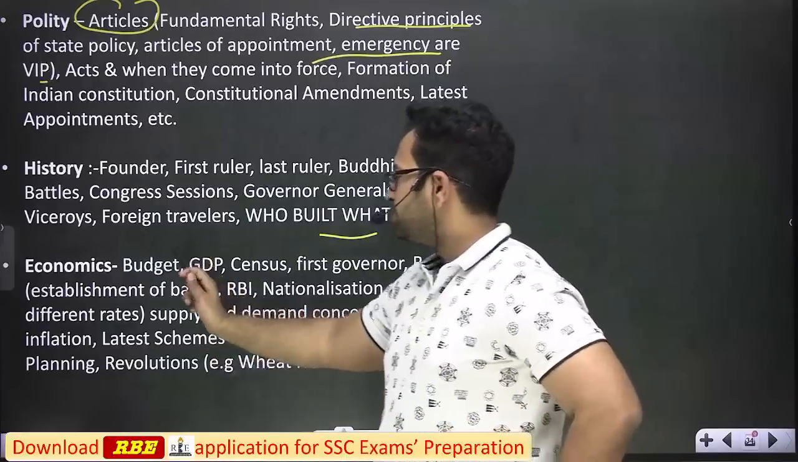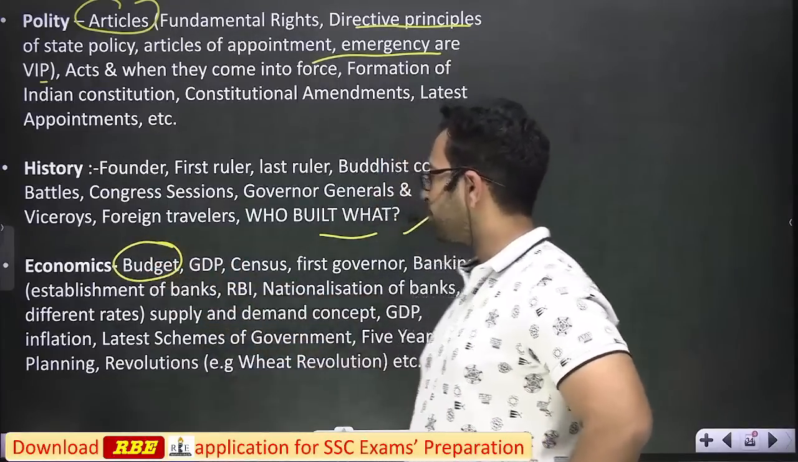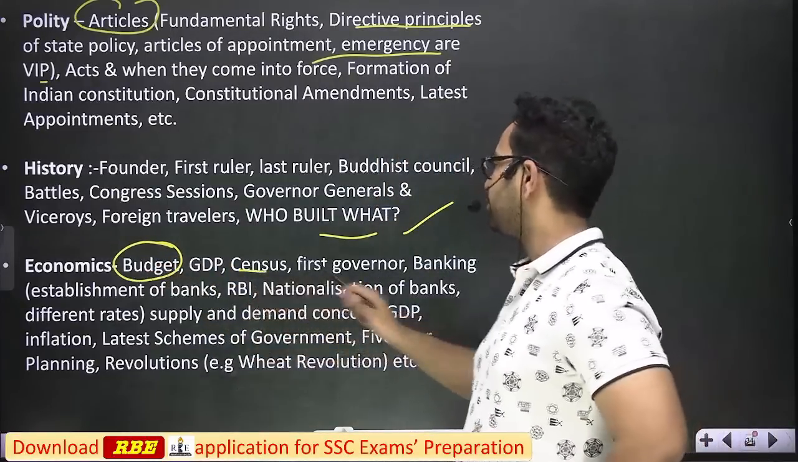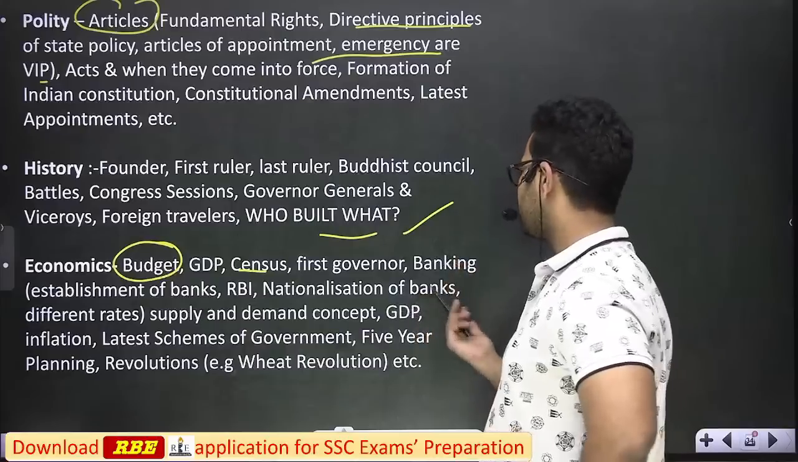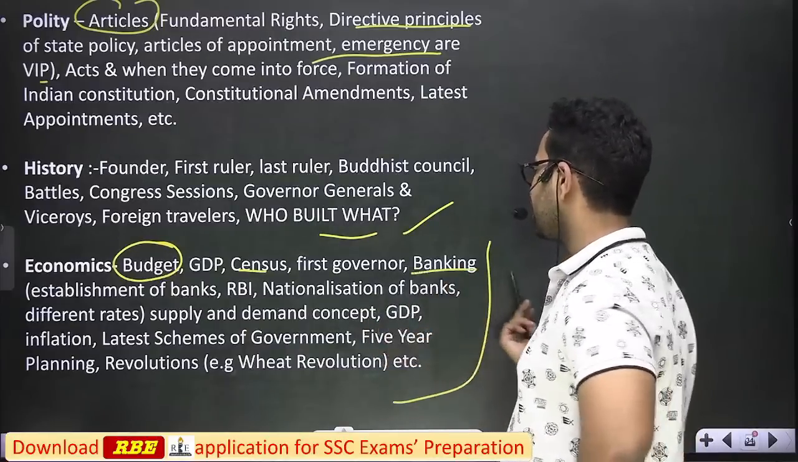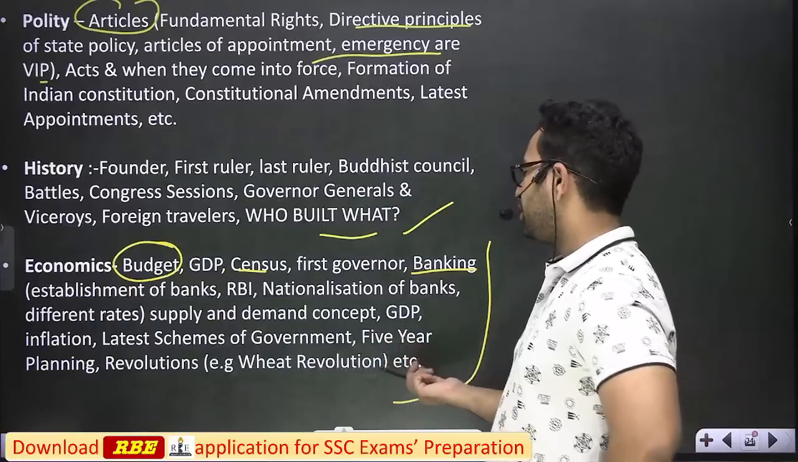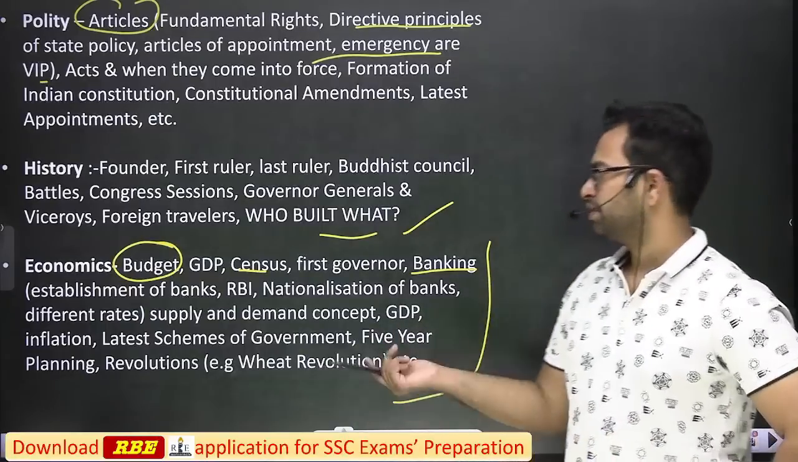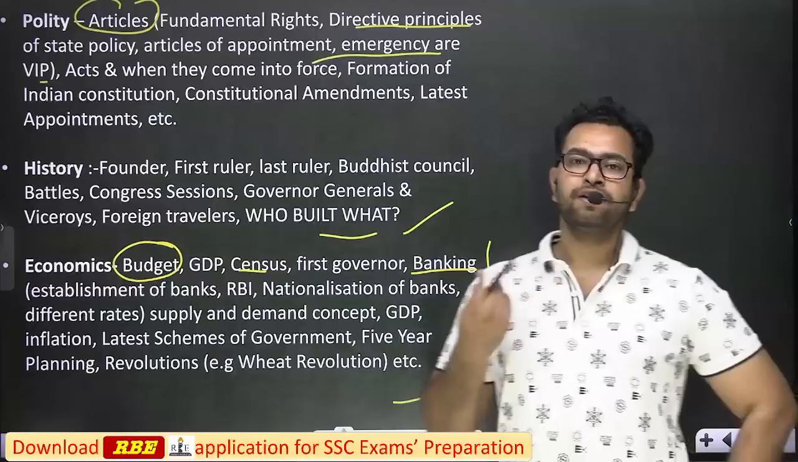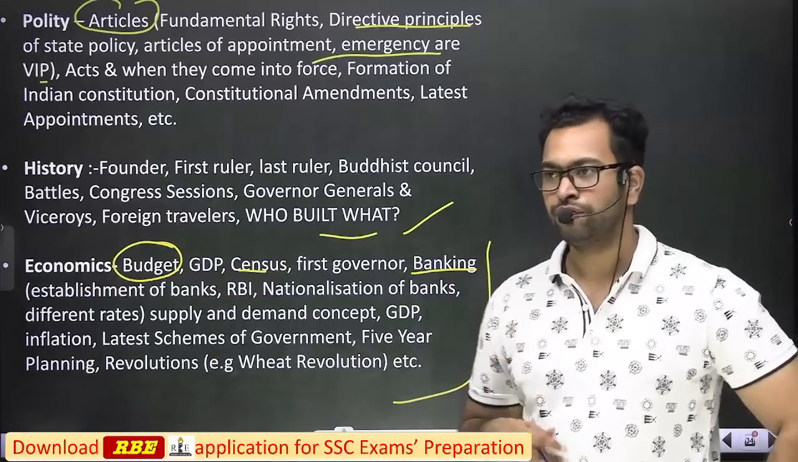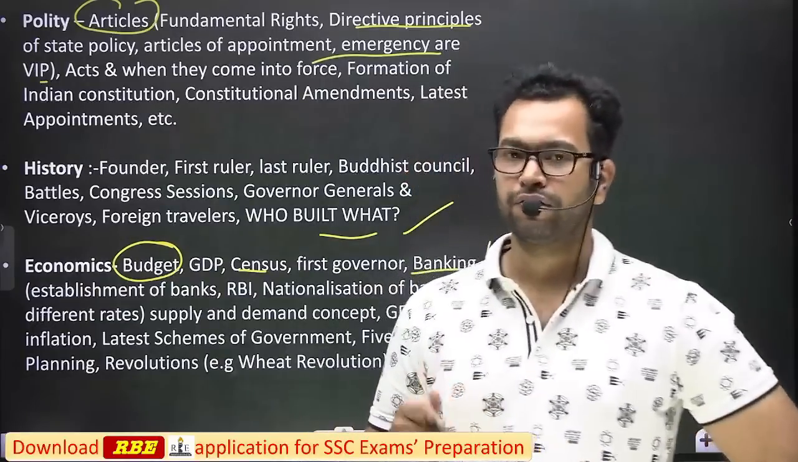In economics, the budget is very important, the economic survey is very important, the census is very important, and normal topics like banking, nationalization of banks, demand and supply concept, GDP, inflation, different kinds of curves are important. Economics, I recommend you learn by heart if you are also preparing for the assistant audit officer post.